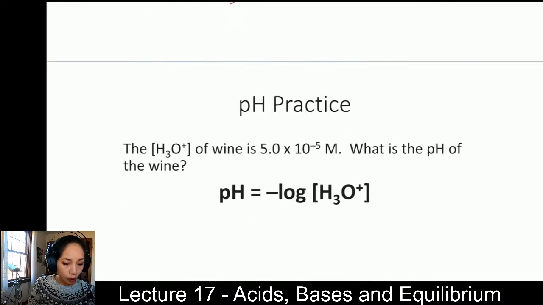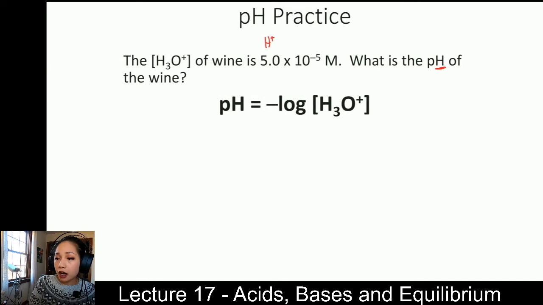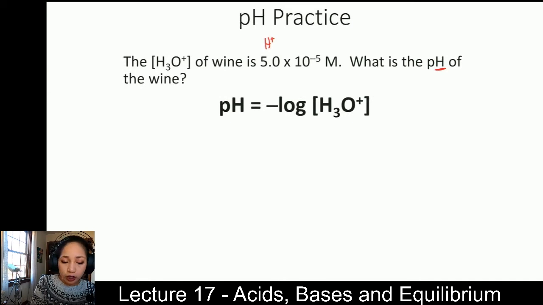Okay, so let's do a little bit more practice doing logarithms. The hydronium concentration in wine is 5.0 times 10 to the negative 5 molarity. This is our H plus concentration. What is the pH of wine? So remember, here's our equation for pH: negative log of the hydronium concentration, and they straight up give that number to us. So we just stick that into our calculator: negative log of 5.0 times 10 to the negative 5 molarity.